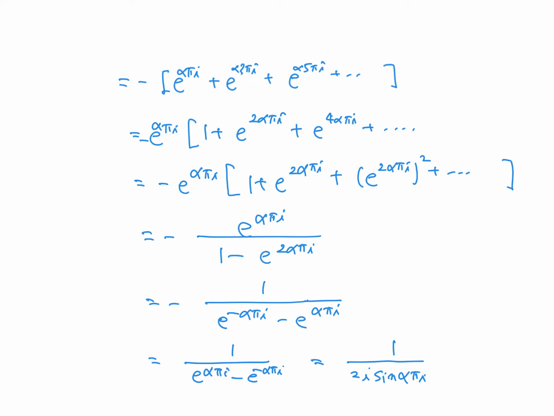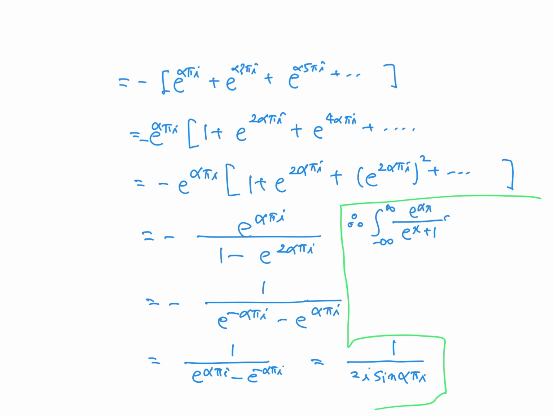So the actual integral, this is a very important part: alpha has to be less than 1. This condition allows us to add 0. It becomes 2 pi i times 1 over 2i sine alpha pi. So this is actually pi over sine alpha pi. Wow.